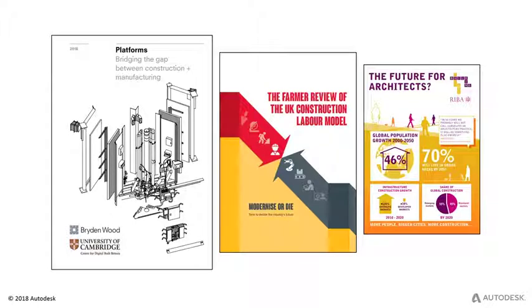There's also the Farmer Review of the UK construction labour model, and we see inefficiencies throughout the construction industry, almost quite similar to the agricultural industry, a fairly manual industry already. But looking at that in the context of the construction industry, and how we have quite low efficiencies in certain parts of the industry, and the reasons to digitize as well. And then also the RIBA report for the future of architects as well is also well worth a read.